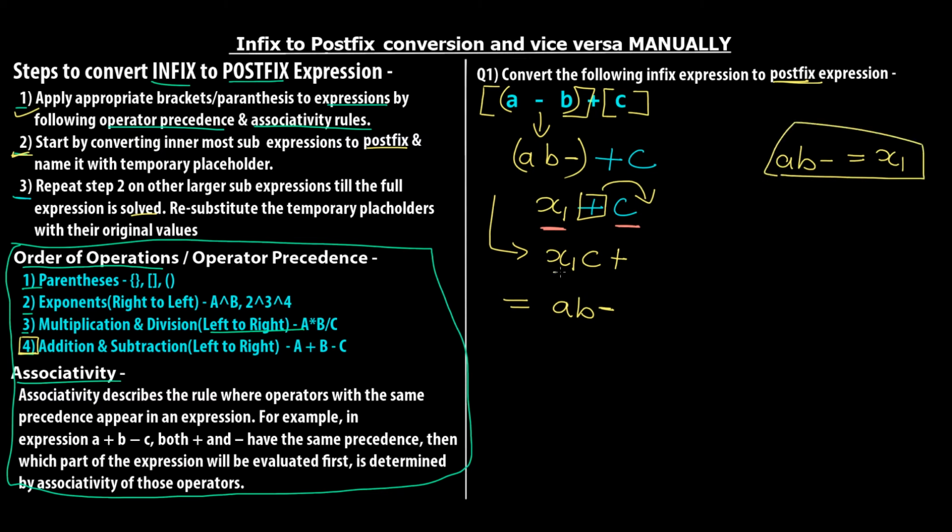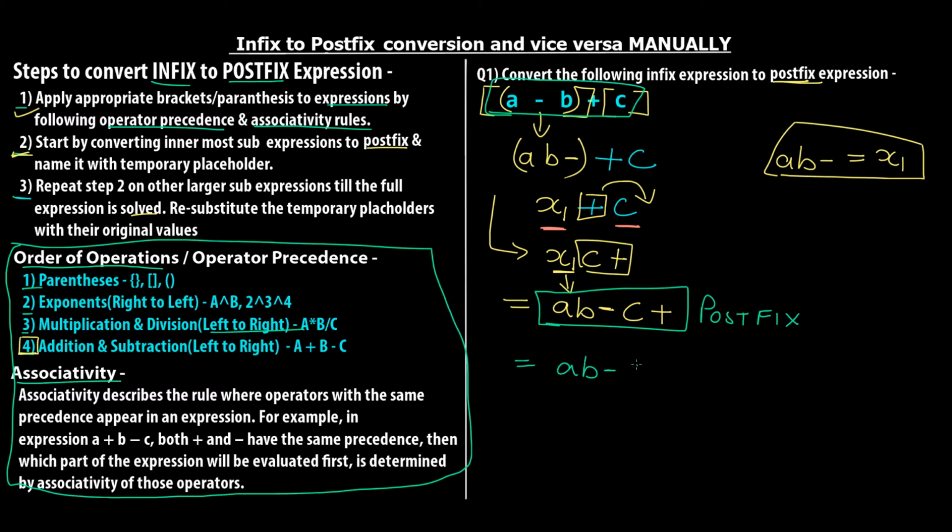So at the place of x1 we are substituting ab minus, and then we also have c plus, right? So this part is left out, so we'll write it as it is. We have c plus. So this basically is the postfix version of this infix expression. Okay. So final answer would be ab minus c plus. Okay. So this was question number 1. Let's take question number 2 and further enhance our practice.